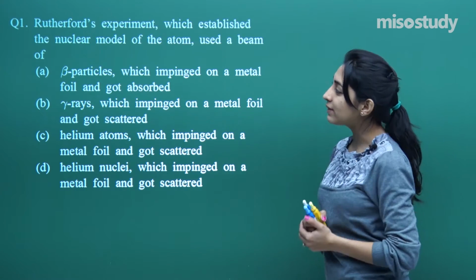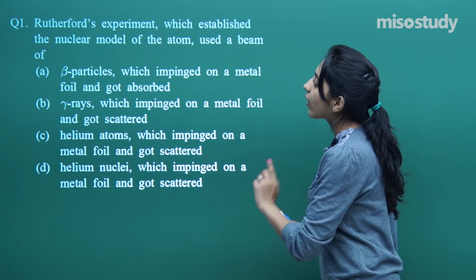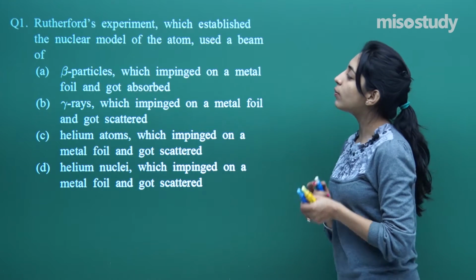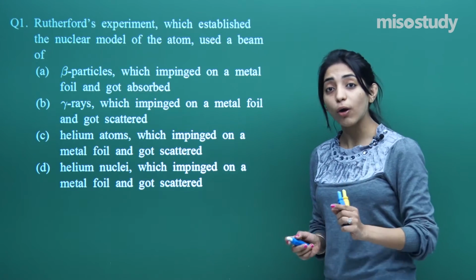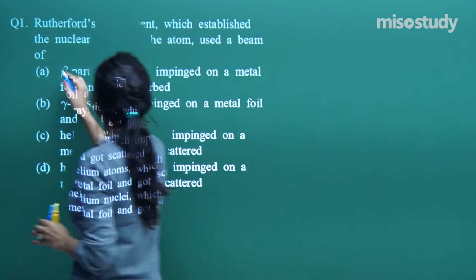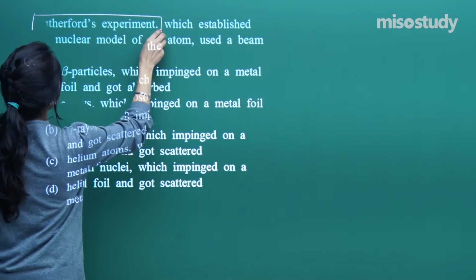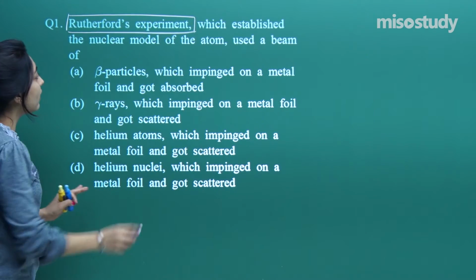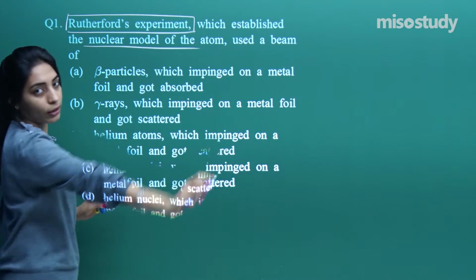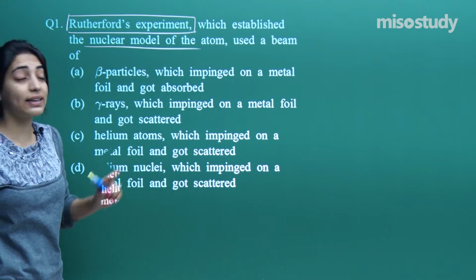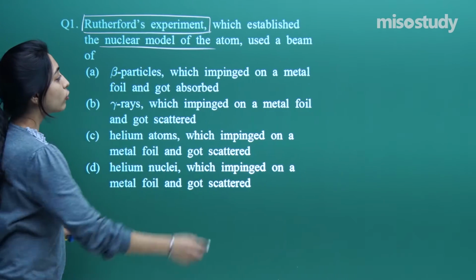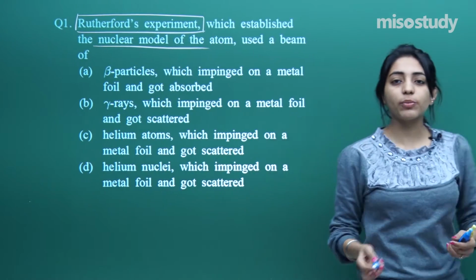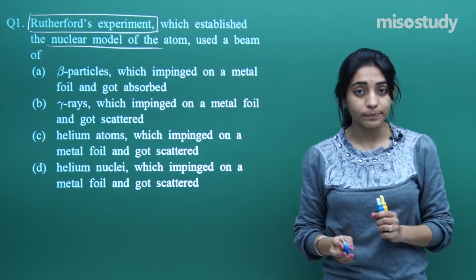Now the question says that the Rutherford's experiment, which established the nuclear model of the atom, used a beam of what? That means he is simply asking us about the details of Rutherford's experiment, which was done to establish the nuclear model of an atom. Rutherford was the person who said that there is a nucleus in the atom, right? So this used a beam of what?